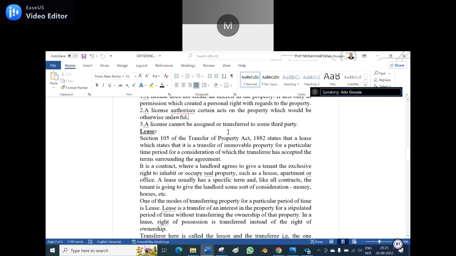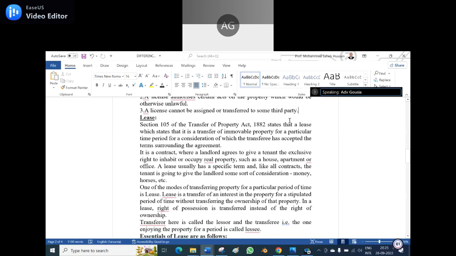Okay, number 3, a license cannot be assigned or transferred to some third party. Am I right? Yes, sir. Suppose you got a license for a motor vehicle, a light motor vehicle with gear, that cannot be transferred to your brother or husband or anybody. Am I right? Yes, sir. Good. Lease.